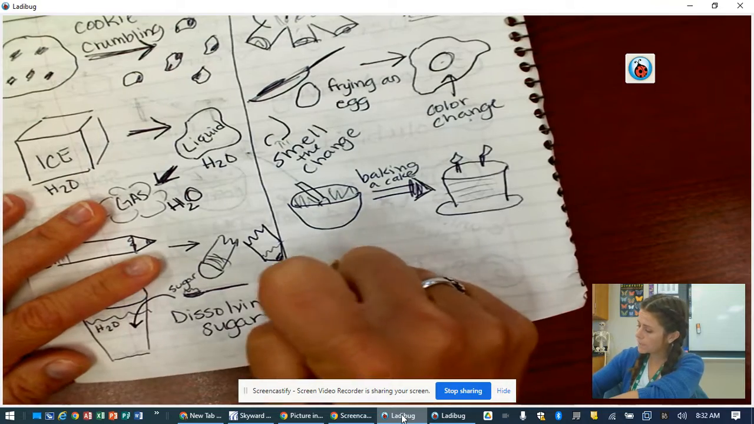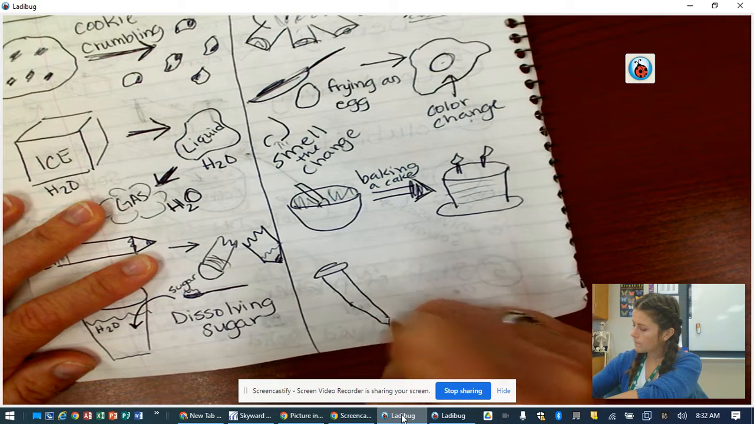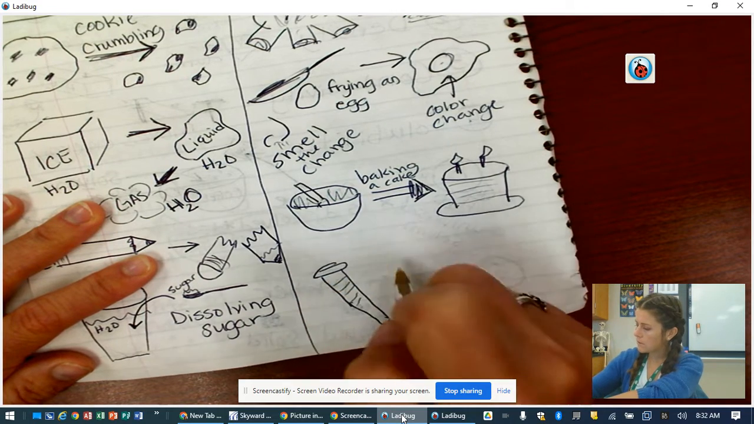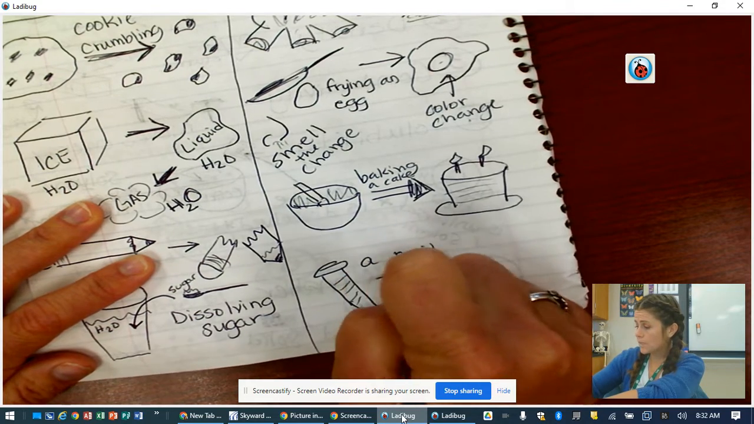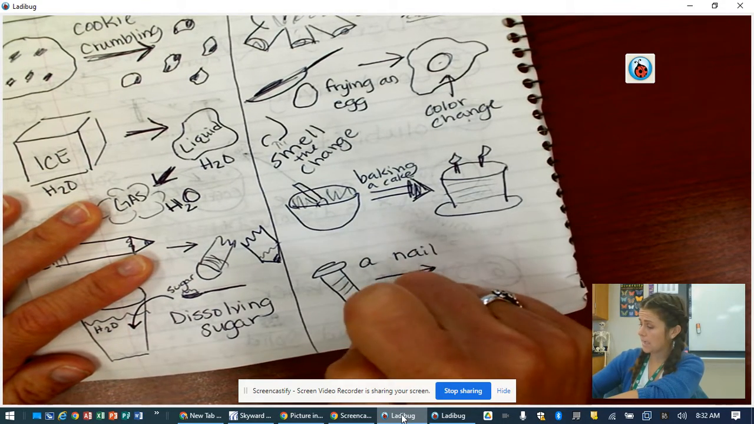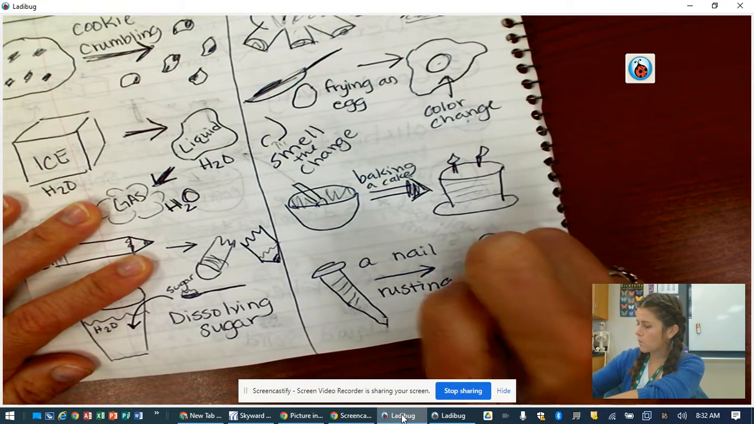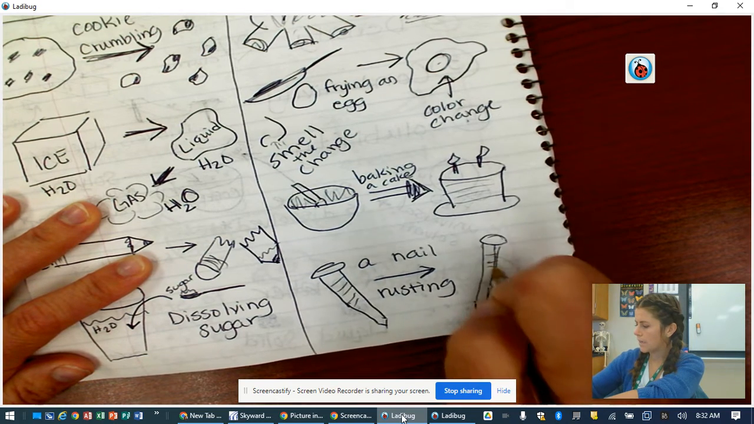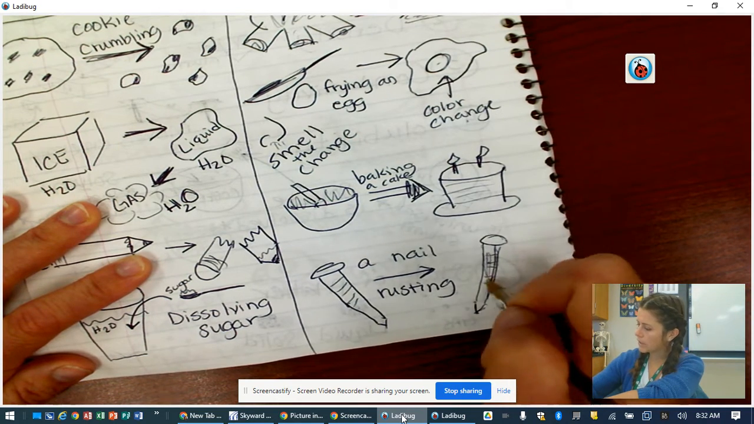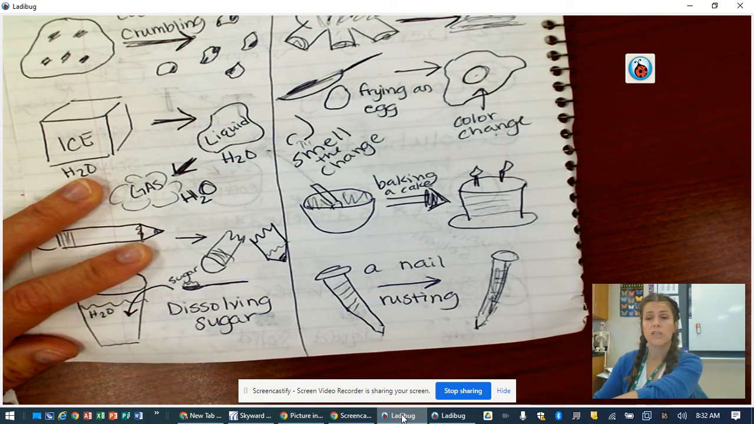And one more example is a rusty nail. So rust. This is a nail. When exposed to water and oxygen, we form a new substance, that orangey stuff that happens when a nail rusts. So I'm going to go ahead and color it in. And so because a new substance forms, we see a color change on the nail. We know it's a chemical change.